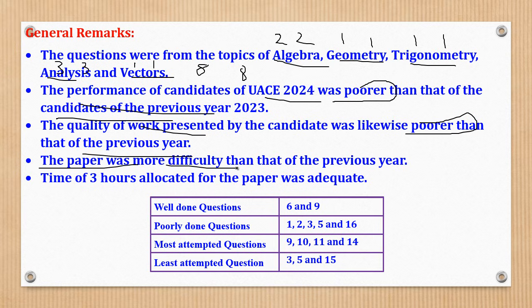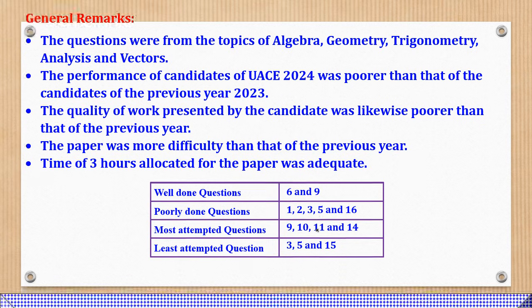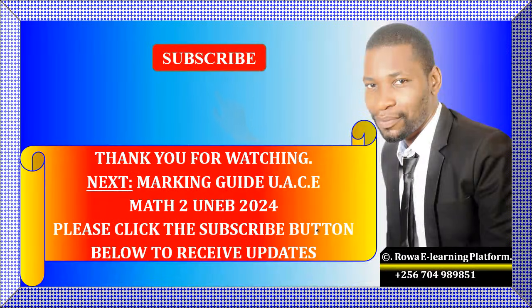The paper was a little more difficult than that of the previous year, and the time of 3 hours allocated was adequate. So don't say that time is not enough. The time is always enough. So this was a summary of well done questions, poorly done questions, most attempted questions, and least attempted questions. So you have to choose wisely. So that brings us to the end of this video.